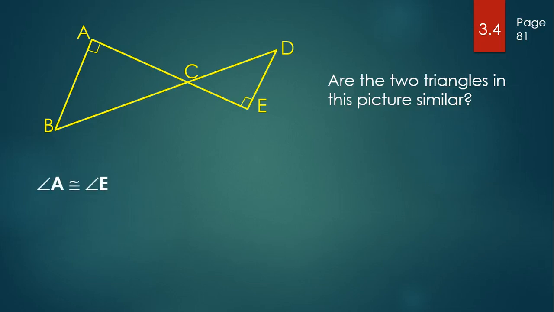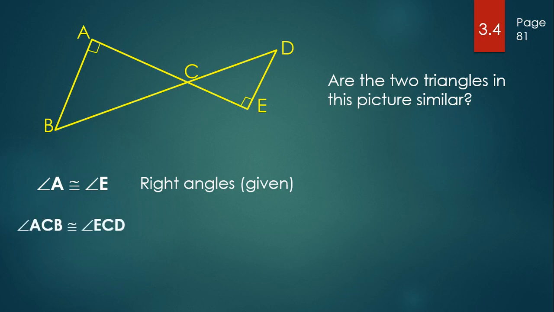Well, let's see what we do know. We know that angle A and angle E have to be congruent, and that's because it was given in the picture. They're both right angles. Now we could also say that angle ACB in the larger triangle is congruent to angle ECD in the smaller triangle. Think about why that's true. It's something we've talked about already. There's a relationship between those two angles because the angles are formed by these intersecting segments. And those two angles are called vertical angles, and we know that vertical angles are always congruent.